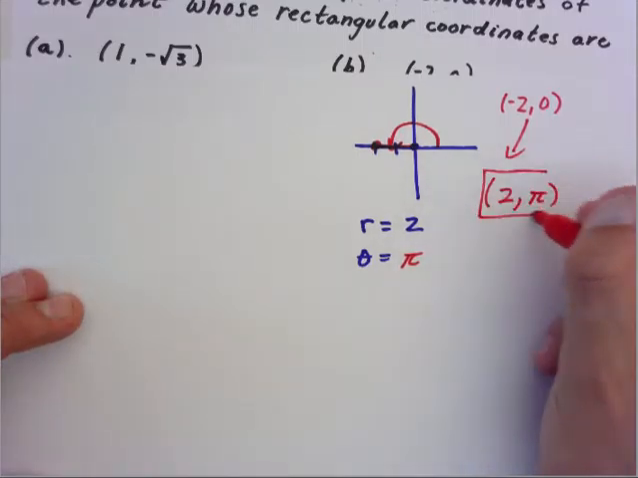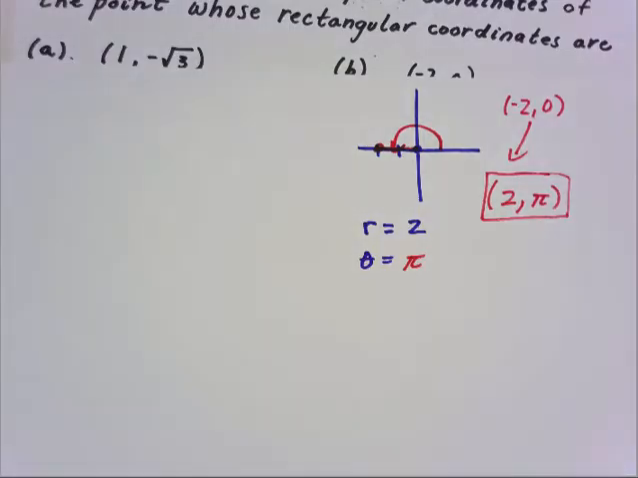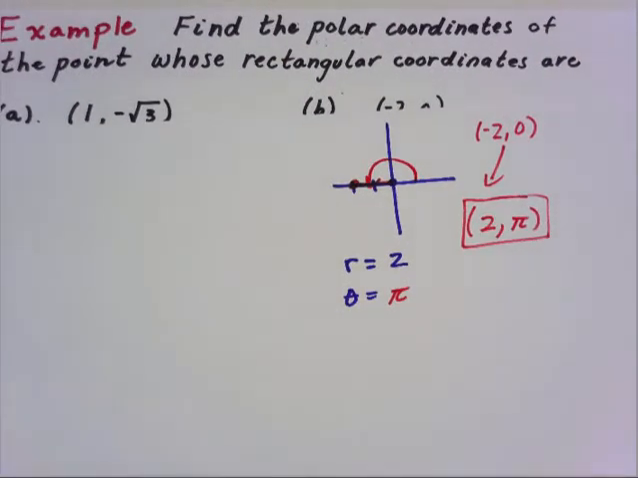So those are just two examples of how to convert from rectangular to polar coordinates.